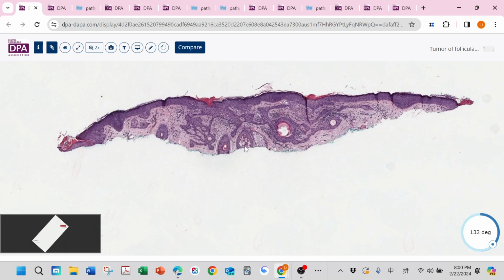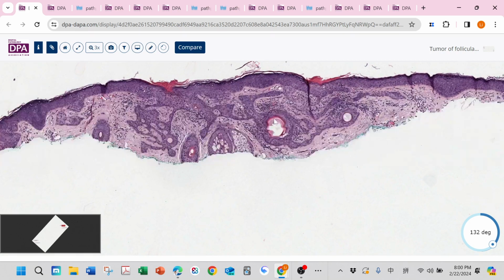Let's see more examples of TFI. You can see kind of east to west, a really thin tumor. Compared to the normal epidermis, which has more dark cytoplasm, this one has more pale cytoplasm, with these cords or strands coming out in the dermis. Sometimes you may also see follicles hanging around this tumor.